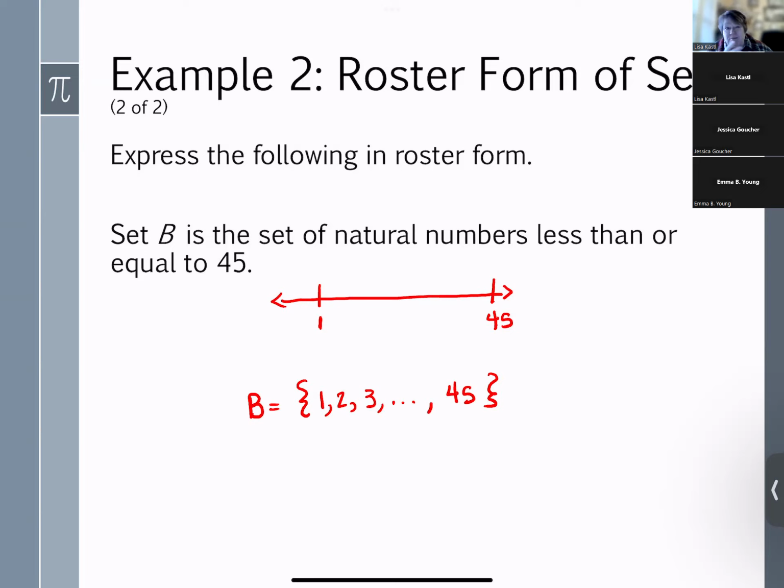But that would be too cumbersome to write as a list. So we do this shortcut where we put the ellipsis in between a couple of numbers to represent all those numbers that we've left out of the roster. Just a shortcut way of writing this. And I do include 45 in this roster because it tells me that we're less than or equal to 45. So we are going to include 45 in this set because of the description that it's less than or equal to.